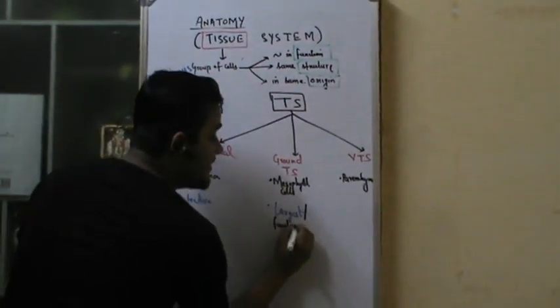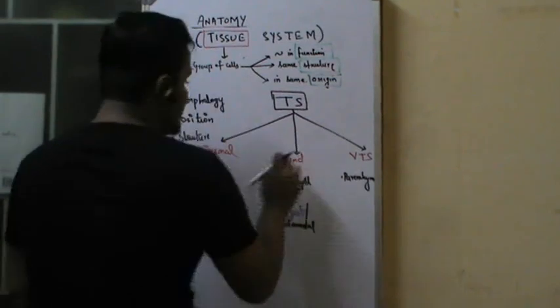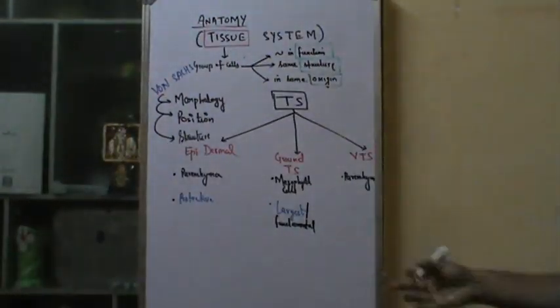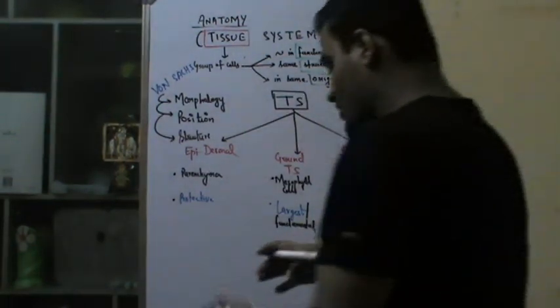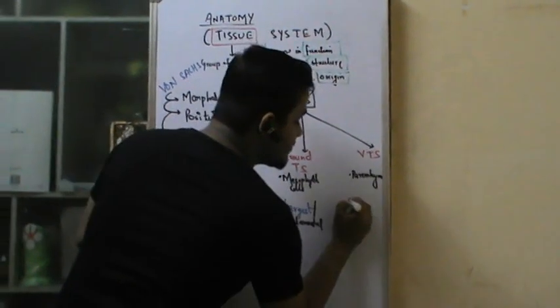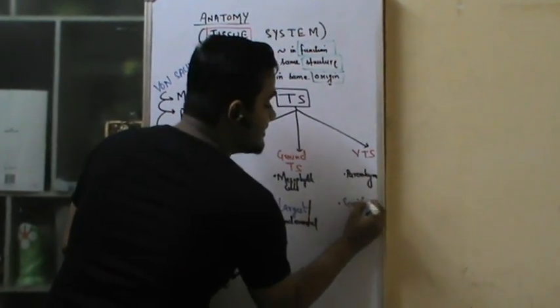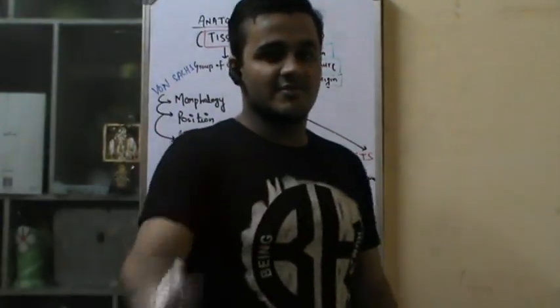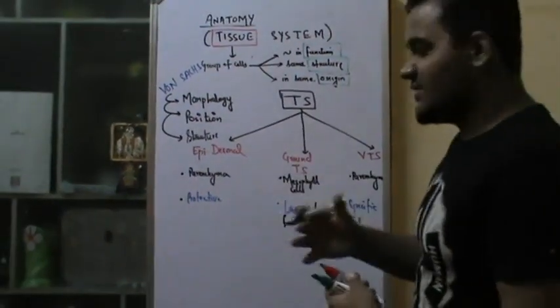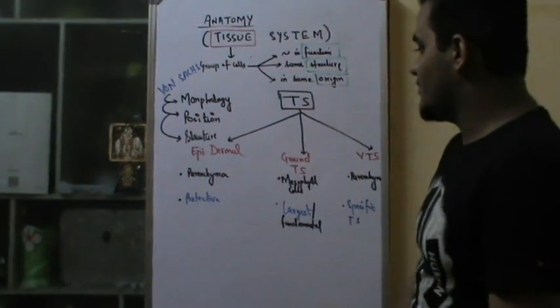NCERT line: the fundamental tissue is something which is called the ground tissue. Okay, that's one thing. The vascular tissue system doesn't have any other name, so-called. But it is something which we call the specific tissue system. Sometimes it is called the specific tissue system. Why? Because it is something which is, you know, a bit different. I'll tell you in a while.